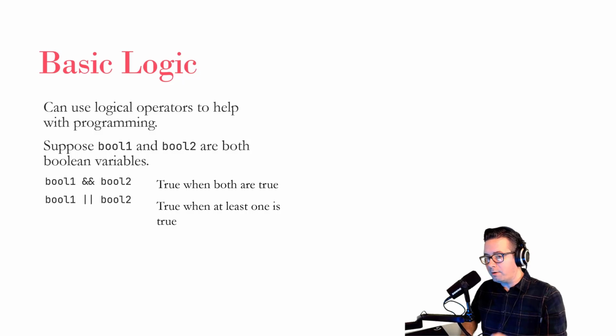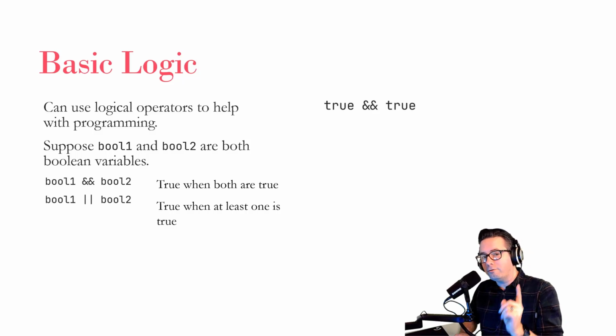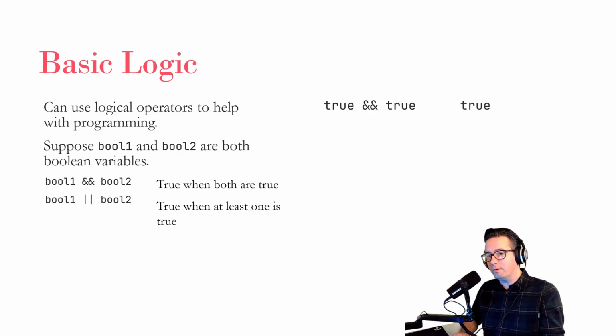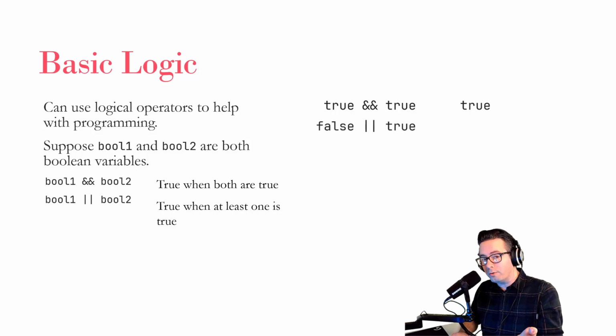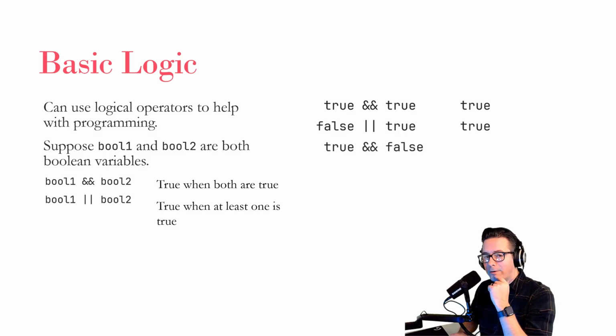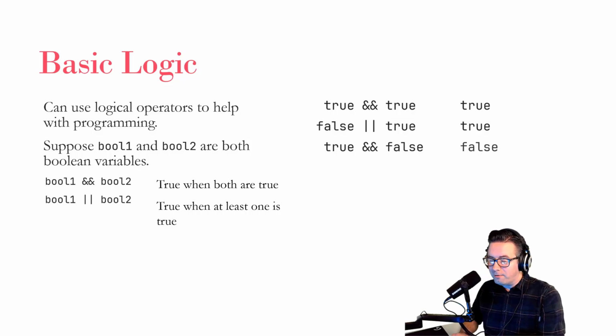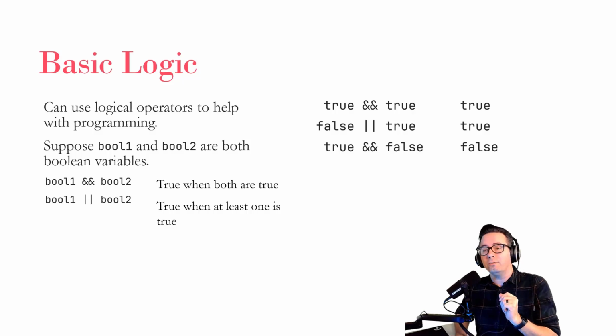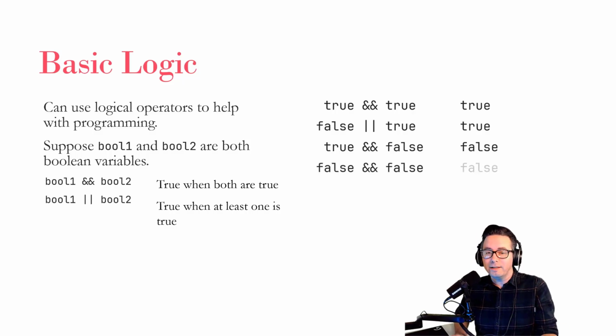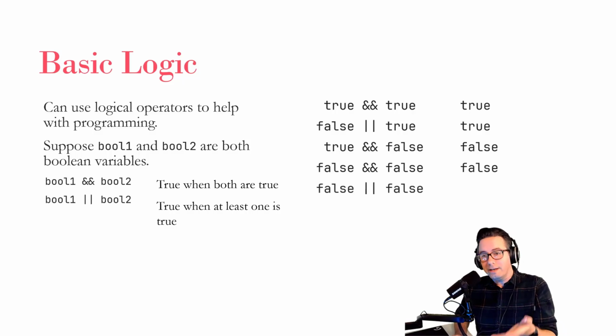Okay. So some things to think about. If we have true and true, what are we going to get? It's going to be true, right? Because both of them are true. If we have false or true, then at least one of those is true, so it's true. What about this one? True and false. If we have a Boolean expression that's true and the other one is false, then it's going to be false because remember for and, they both have to be true. And then if we have false and false, then that's going to be false because they're both not true. Also, if we have false or false, then not at least one of them is true, so it's also false.